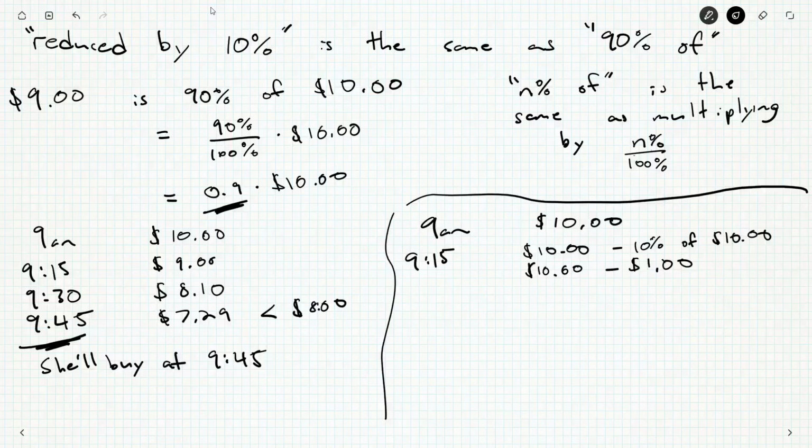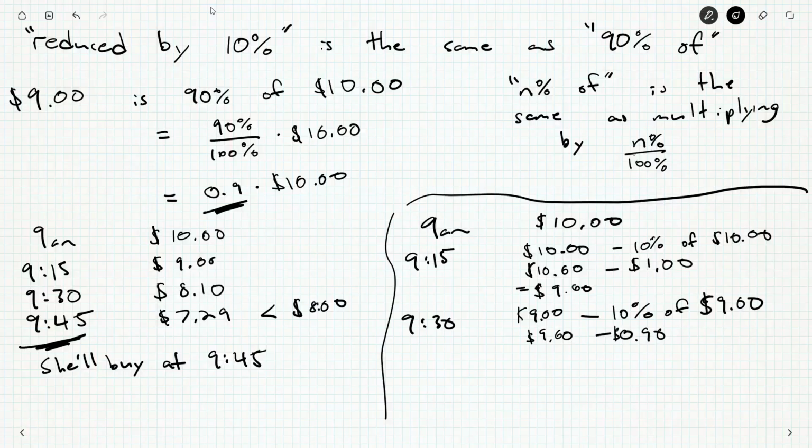So that would be $9. But see how many more steps that took? And we're only at the 9:15. If you go to 9:30, now we need $9, but we're 10% off, so we're subtracting off 10%. And we're doing $9 minus, well, what's 10% of that? Well, it's $0.90. So now we're at 8.10. So many more operations than just multiplying by 0.9 each step. And you'd have to do it again.